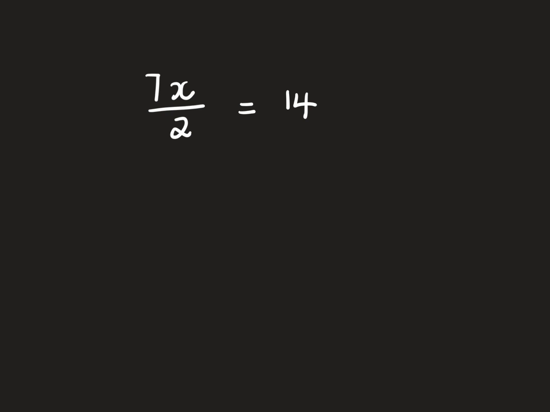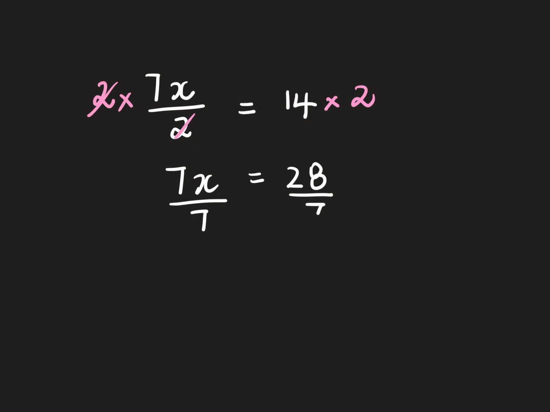Could you have a go at this one? What's the first thing you're going to do? You're going to get rid of that divide by 2. 2 times 2, cancel. Leaves me with 7x is 14 times 2, is 28. What do I do next? Divide by 7, cancel. 28 divided by 7 is 4.